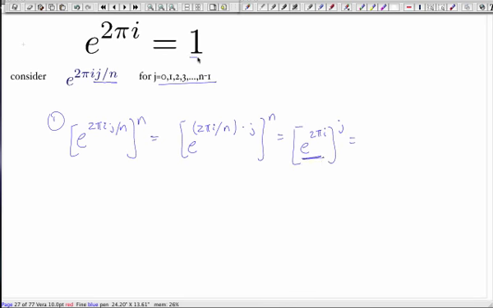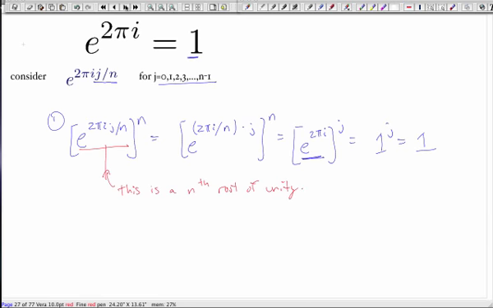And this part right here, you know to be 1. So this is 1 to the j, which is equal to 1. So by these 5 steps, we know that this right here is an nth root of unity. Okay? So there's only one other fact that's left.